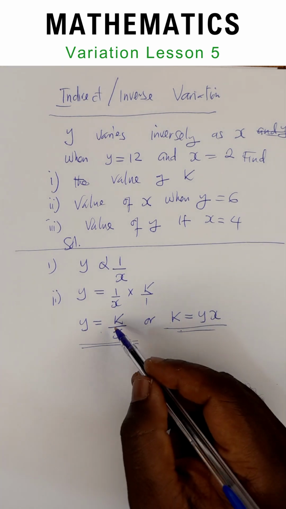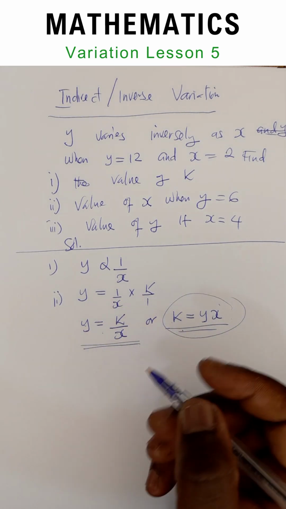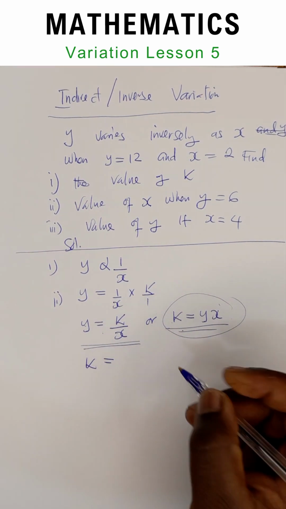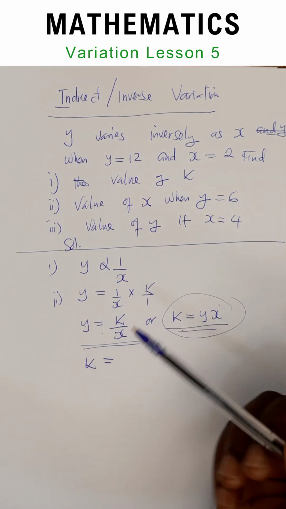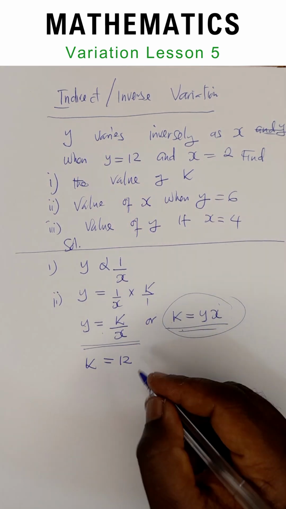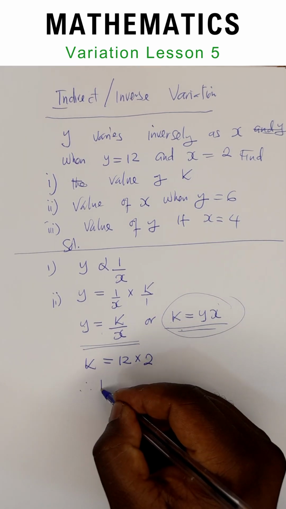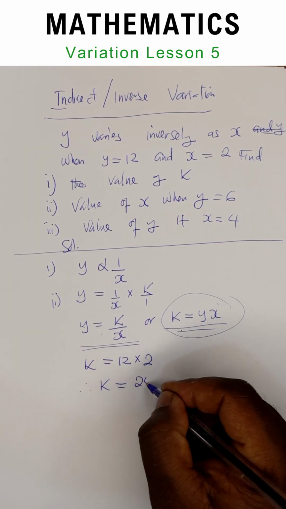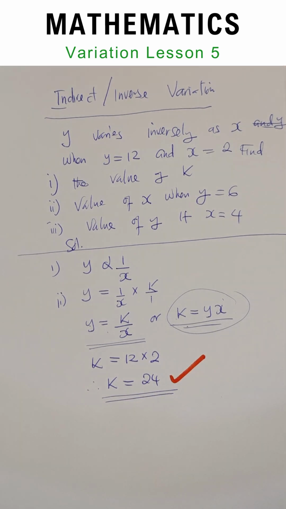So we will pick this, or if you want to pick this, you get to the same answer. So I'll pick this one. So I'll say k is equal to, what is my y? They are saying y is equal to 12. So I write 12. What's the relation? Multiplication times my x is equal to 2. Therefore, simply put, my k is equal to 24. So k is equal to 24. That way, the teacher will be very happy and give you a mark.